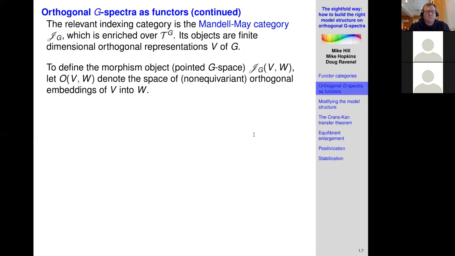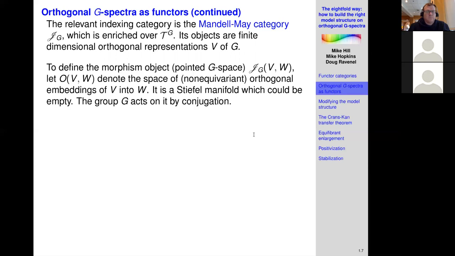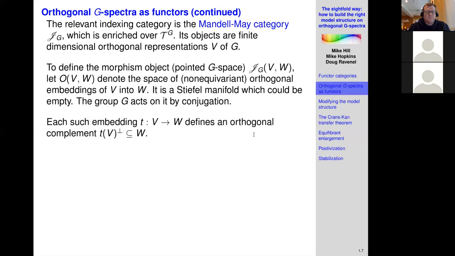Just take the collection of orthogonal embeddings of V into W, and this is known as a Stiefel manifold, and it could be empty. If the dimension of V exceeds that of W, this space is empty. And G acts on it by conjugation. The space of non-equivariant continuous maps between G spaces has an action of G defined in terms of conjugation. And the same goes for orthogonal embeddings.